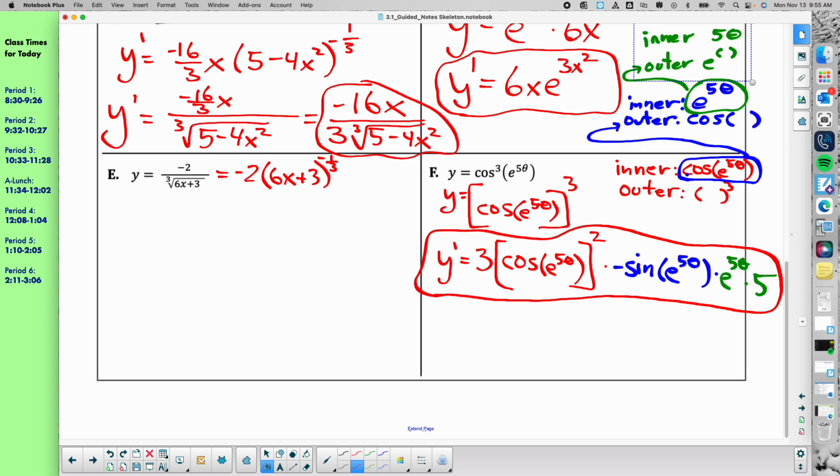This one is easily one of the most complex ones you'll run into. Very seldom do you get one with 3 layers. Trig just happens to do that because of the way the angles work. Okay, but I have to simplify it to actually have a final answer. Well, I've got a 3 and a 5 and a negative 1. So I've got a negative 15.